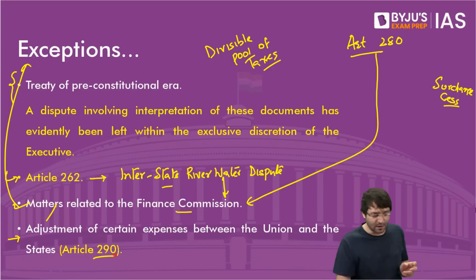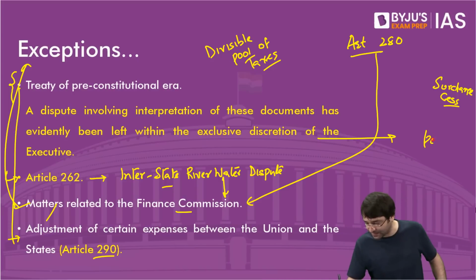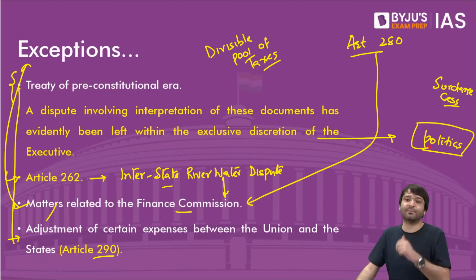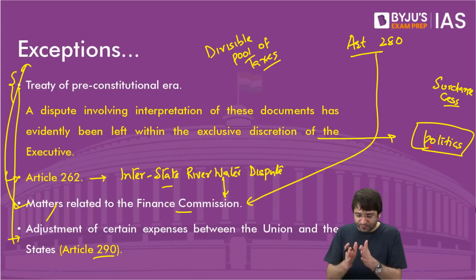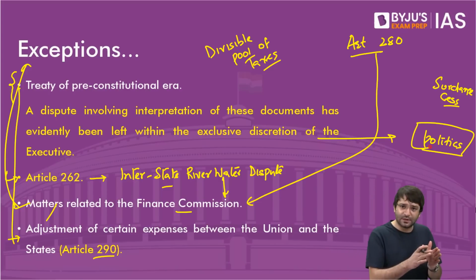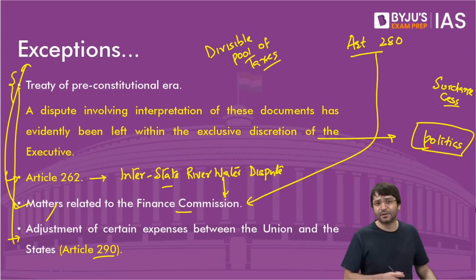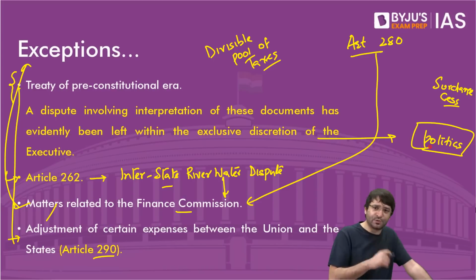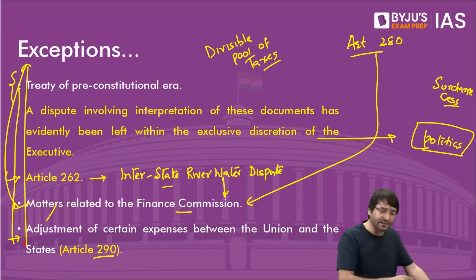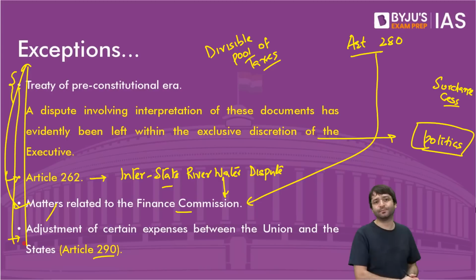Long story short, all these matters deal with politics. That means these are political matters. Disputes involving pre-constitutional matters, pre-constitutional agreements or treaties, matters related to interstate river water disputes, it's a political matter, which we have discussed yesterday, day before. Matters involving the Finance Commission, it's basically a political matter. What kind of compensation we provide to those posts which we have abolished? That's a political matter. And all these matters are kept outside the purview of the Supreme Court.